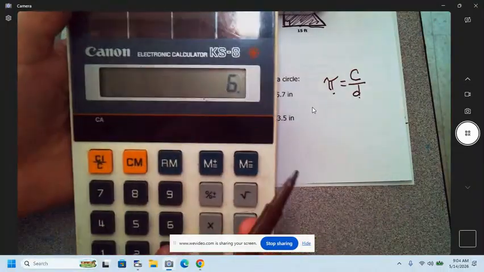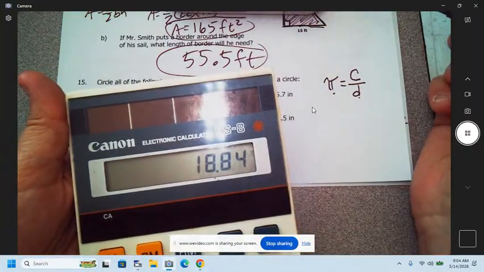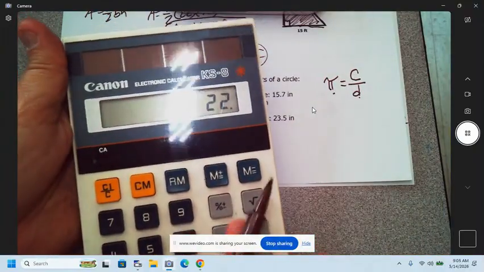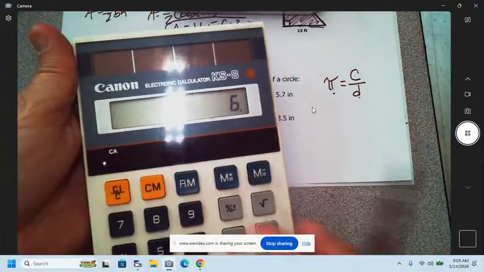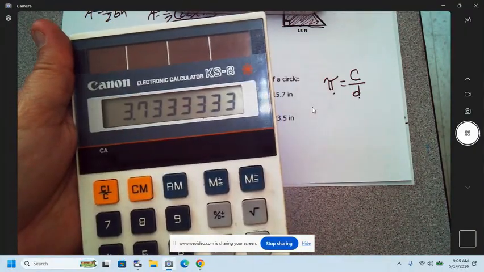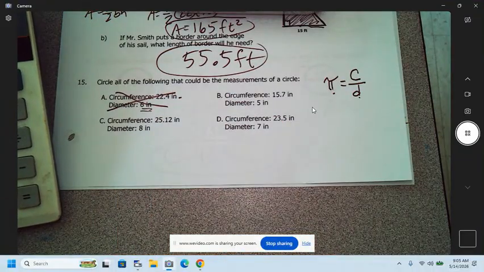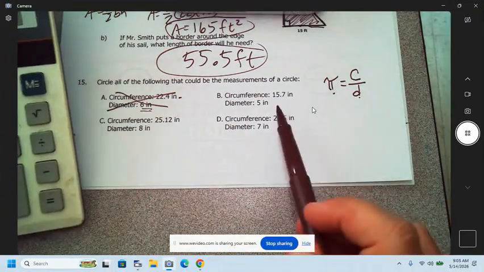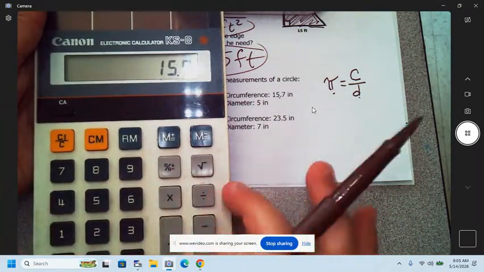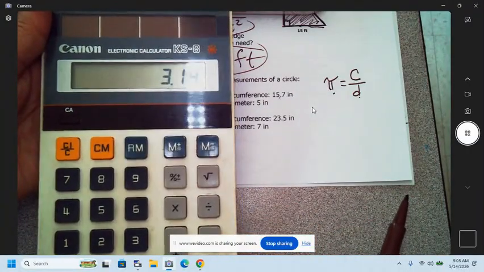If you want to take the diameter, 6 times 3.14, it should give us 22.4, but it doesn't. And another way to see this is if we divide 22.4 divided by 6, we should get pi, right? Nope. So this one is not a circle. It doesn't work because there's no pi involved. Circles always have pi. This one we could do circumference, 15.7 divided by 5. That looks like a circle to me.